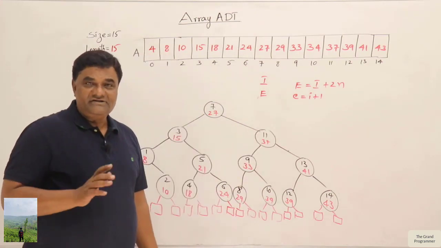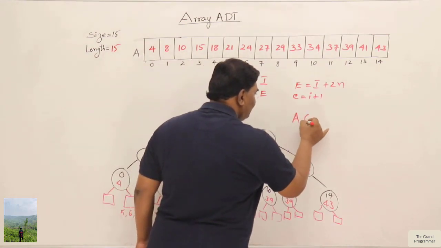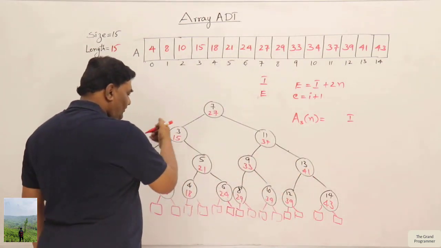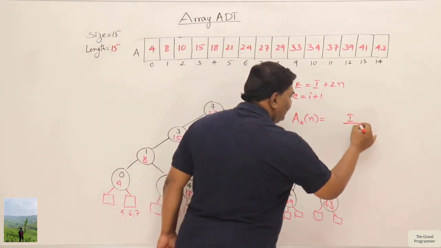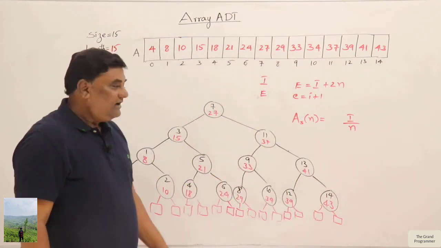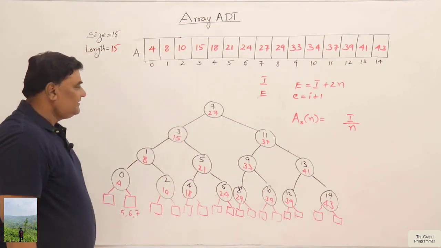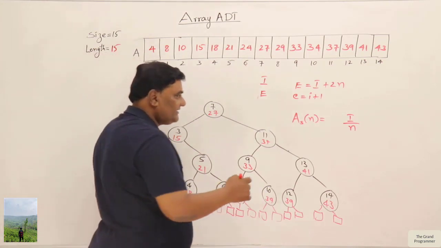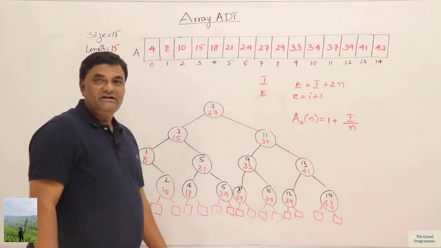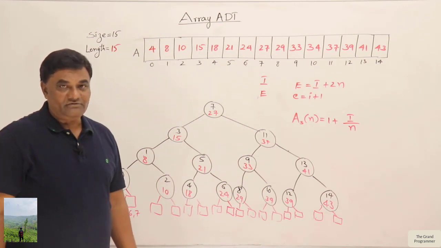Now what is the average successful search time for n elements? So the average successful search time for n elements is equal to the total paths of all internal nodes divided by the number of nodes. So we will get the average path. And we know that for this node the path is 2, but the number of comparisons is 1 extra. So for every node 1 extra comparison is there. So average path plus 1. So this gives the average successful time in terms of paths of internal nodes.